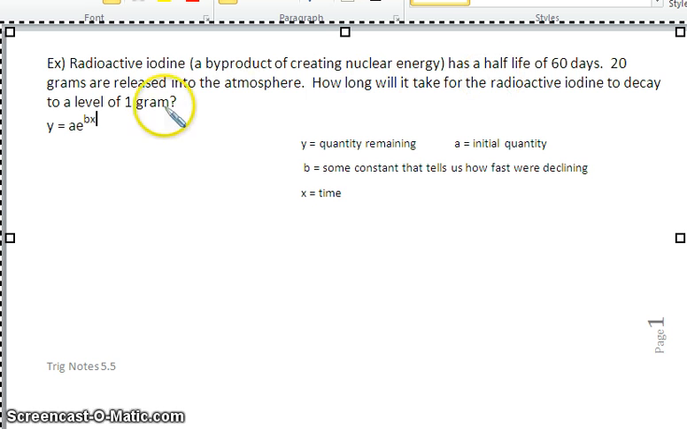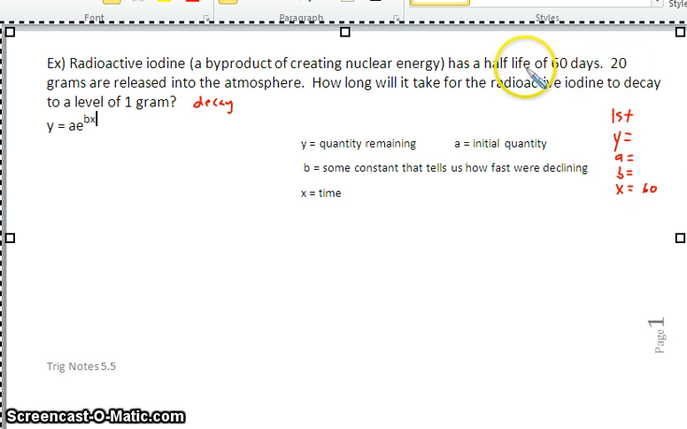The question says that 20 grams are released into the atmosphere. How long will it take for the radioactive iodine to decay to a level of 1 gram? Okay, so if I think about what I need here, this is going to be an exponential decay problem. I know it's going to be decay because my product is decreasing. So the first time that I do this, I've got to start off with my Y, my A, my B, and my X. So it says right away 60 days is my time.